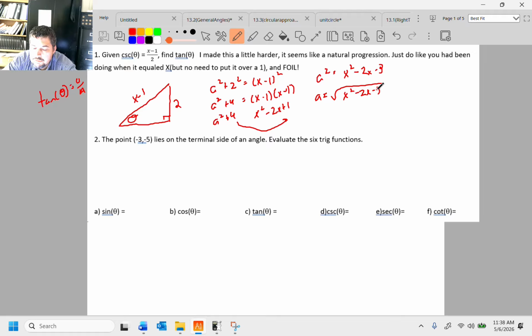And just making sure I did everything right. All right, cool. I'm good with what I wrote. Now I can find the tangent ratio. And we're not really going to clean it up any. We're just going to leave it as opposite, which is a 2, over this square root of x squared minus 2x minus 3. And there's number 1.